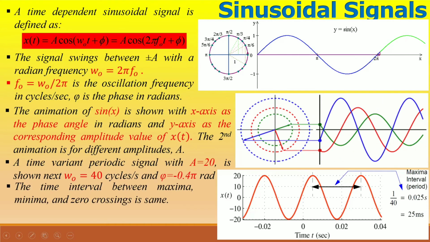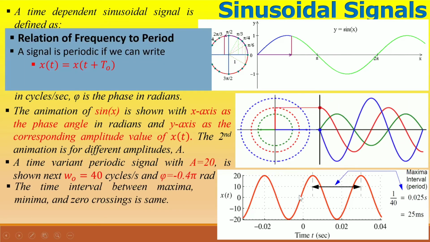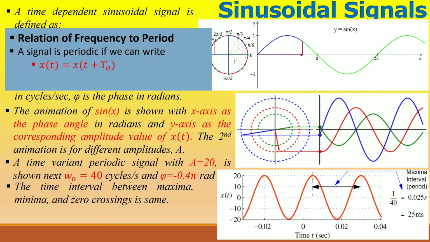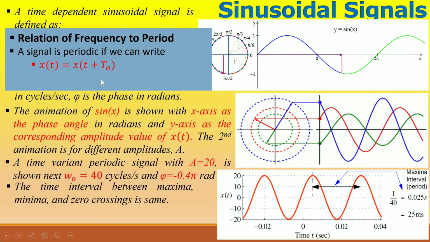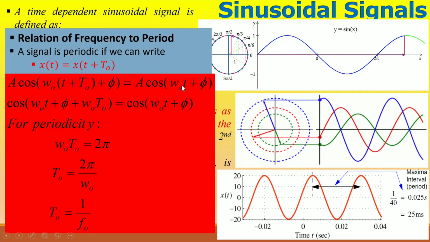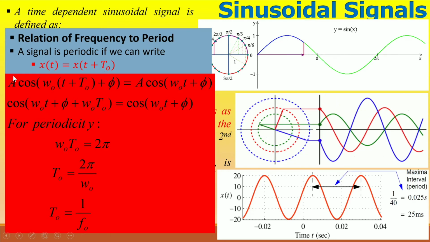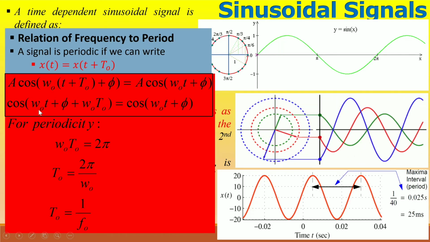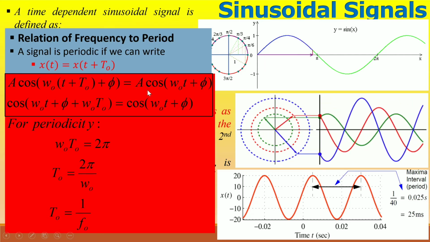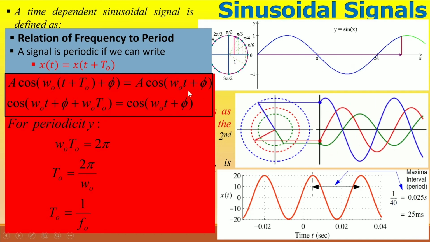Note that the time interval between maxima, minima, and zero crossings is the same. To have a relationship of frequency and time period, we can write the relation x of t equals x of t plus T naught, where T naught is the time period, or the time after which the signal is a copy of itself. For a single sinusoid, we can relate T naught to f naught by considering A cosine of omega naught into t plus T naught, plus phi equals A cosine of omega naught into t plus phi.